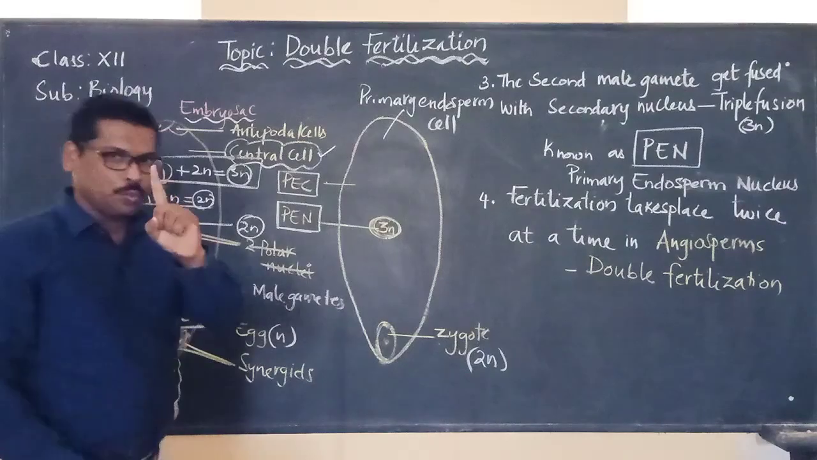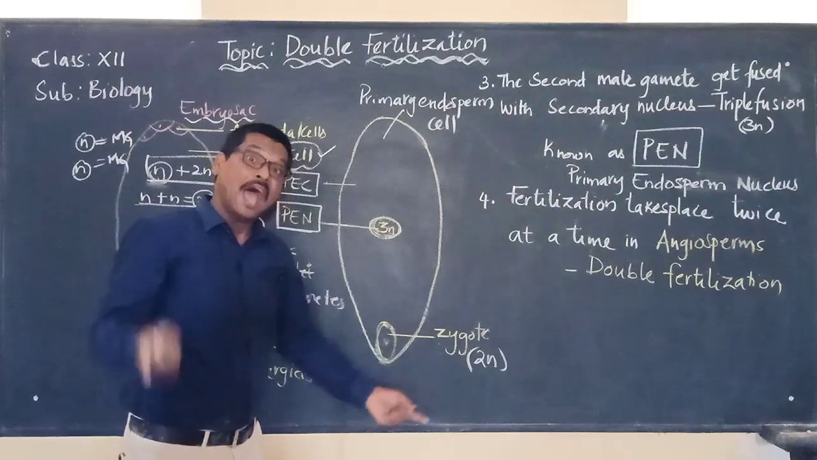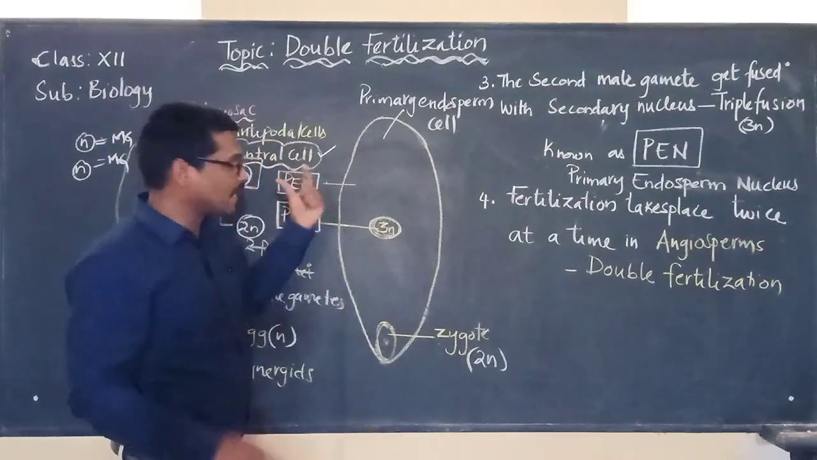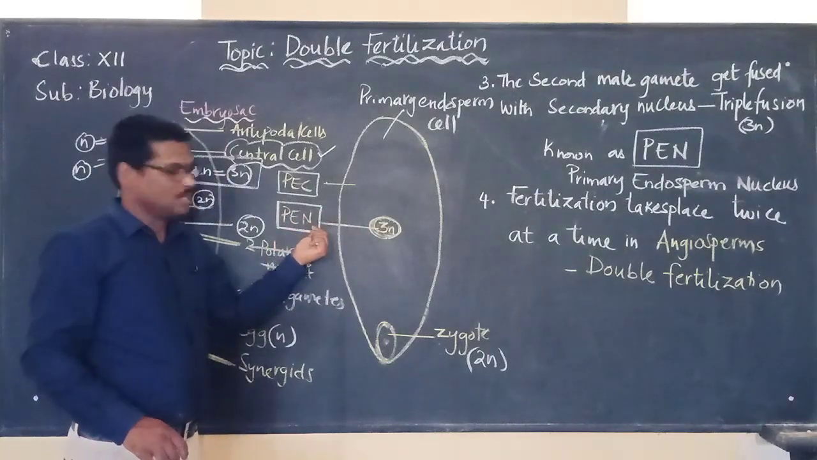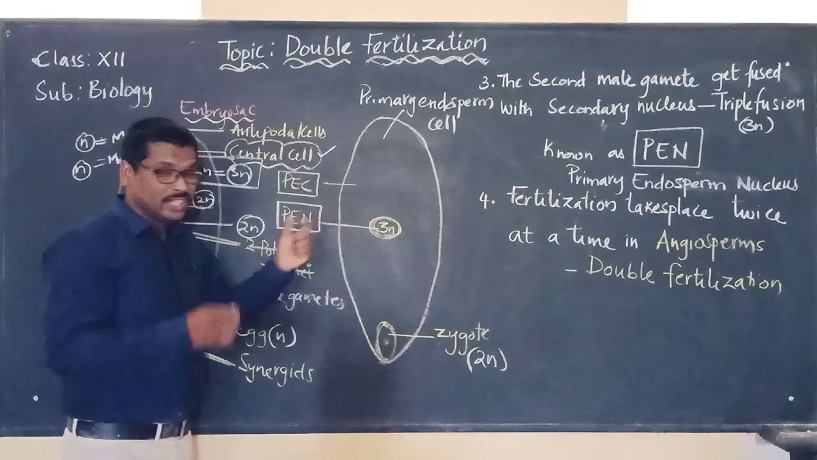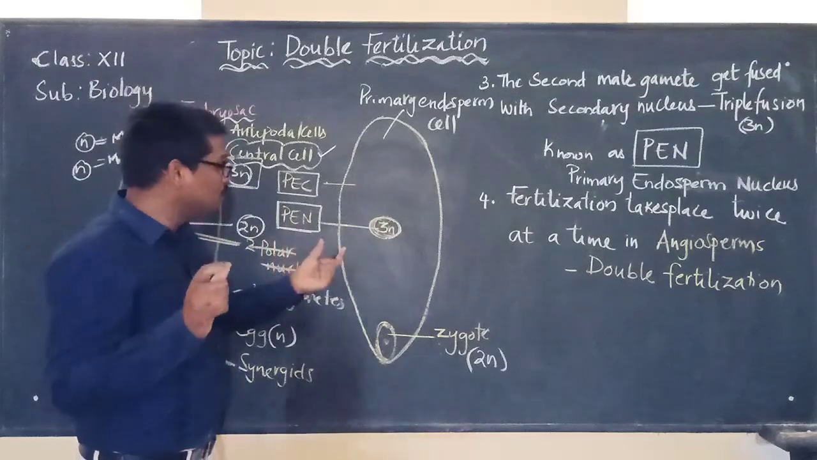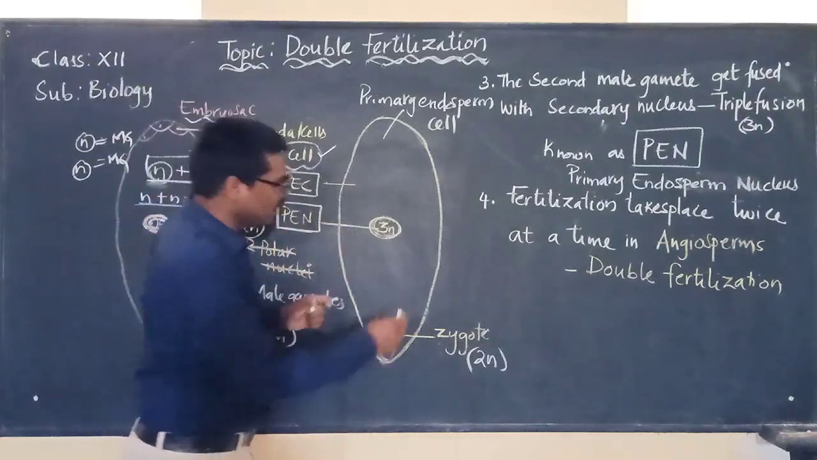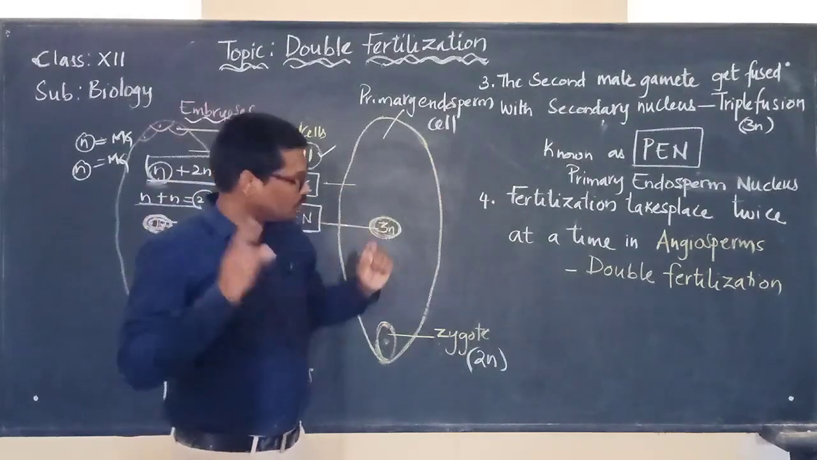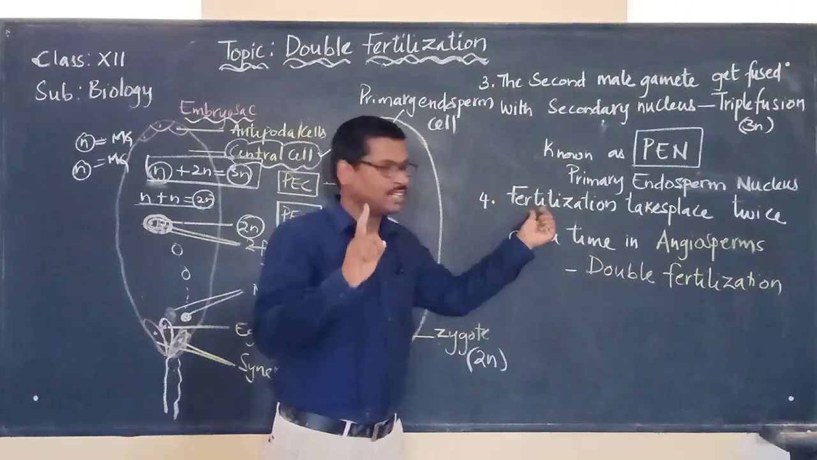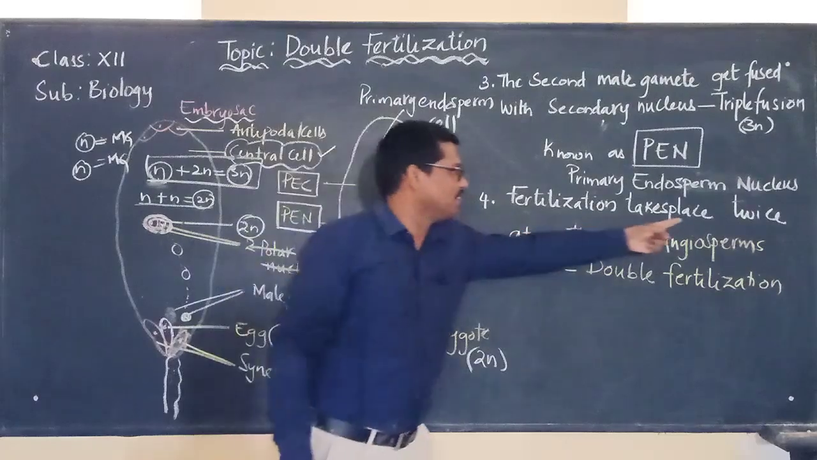So here we have seen one male gamete fusing with the egg to form the zygote, which is diploid. Another male gamete fuses with the secondary nucleus to form the primary endosperm nucleus. So here we are seeing 2 fusions. 2 male gametes are involved in 2 fusions. One is syngamy and the other is triple fusion. So here what we have to remember, fertilization takes place twice at a time.